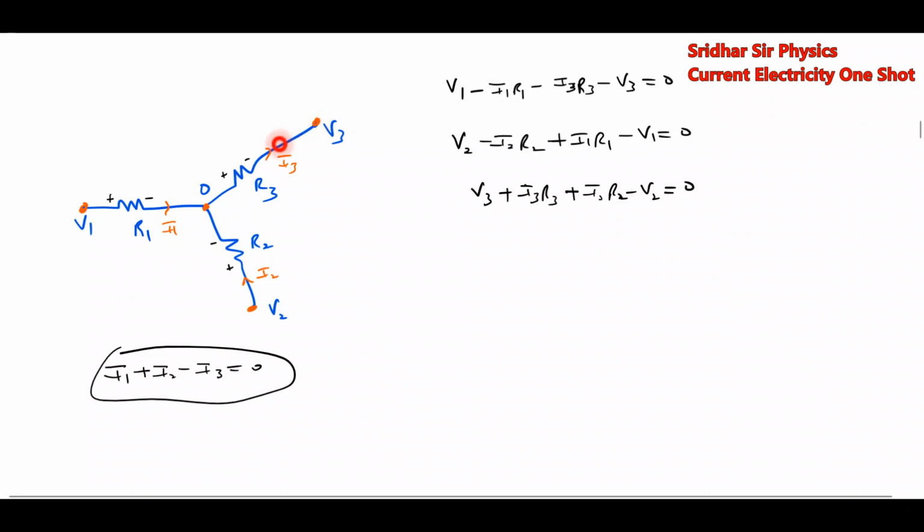If you move from lower to higher potential, it is a rise; if you move from higher to lower potential, it is a fall, a drop. Then I1, I2, I3 are the three unknowns; solve the equations. We'll get the expression for V0. How to find out V0? V0 minus I3 R3 minus V3 equal to 0.